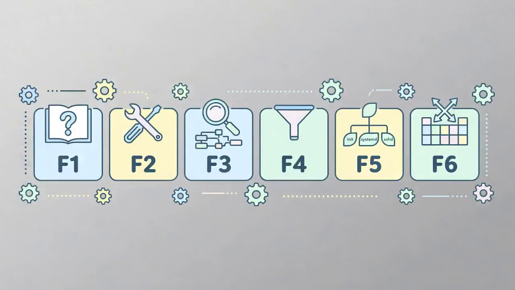Across the bottom of htop sits the function key bar, a strip of 10 labeled keys that gives the tool its superpower. F1 opens help, F2 opens setup for customization, F3 searches processes, F4 filters them, F5 switches to a tree view that reveals parent-child relationships, and F6 sorts columns by clicking or pressing arrows.